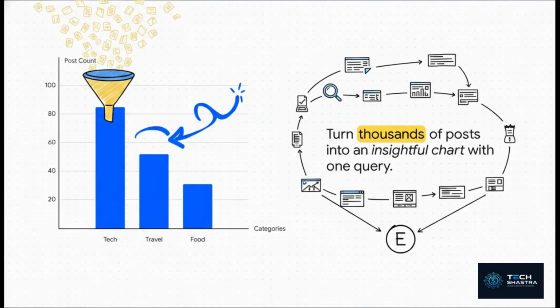And this is what that looks like in the real world. With just a single aggregation query, you can turn thousands of individual blog posts into a simple, insightful chart, just like the one you see here. This is the core building block for any kind of dynamic filtering UI or powerful analytics dashboard.